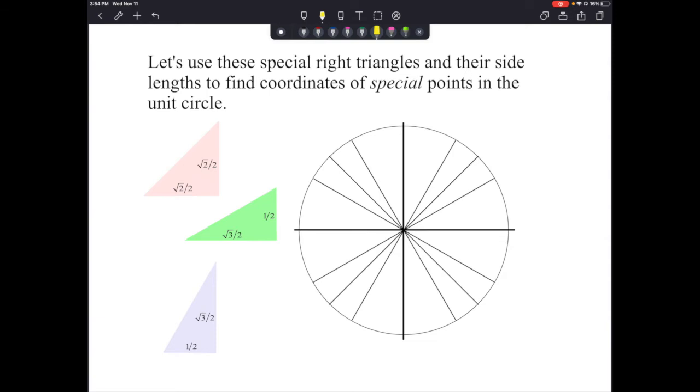Okay, so before we put those special angles in, let's put in all the ones that are on the axes first. We know on our positive x-axis, this would be the point 1, 0. On the left side on our x-axis, we're on the negative side, so that'd be negative 1, 0. At the top on our y-axis, it would be the point 0, 1. And at the bottom of our y-axis would be 0, negative 1.